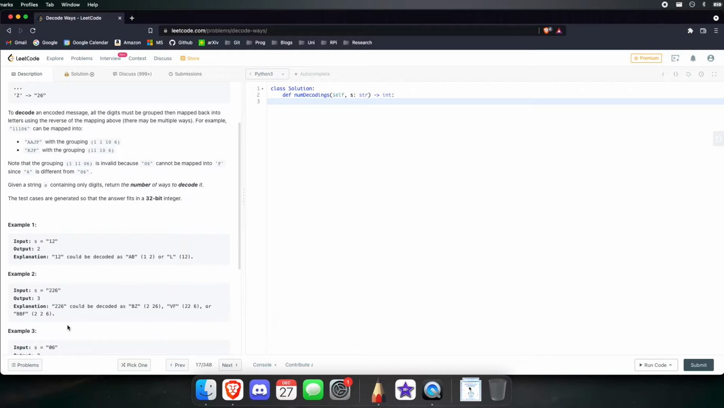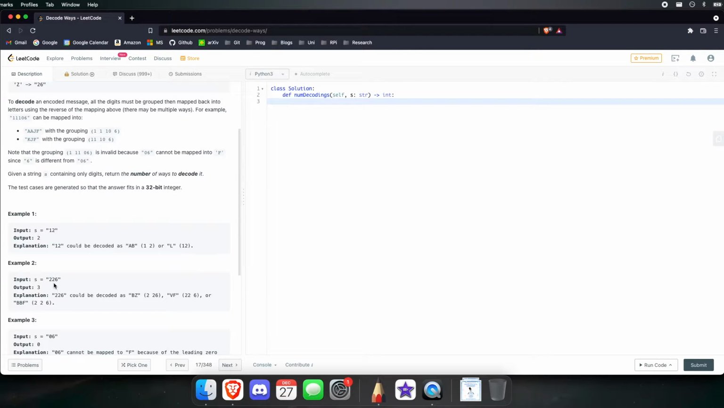This becomes a little bit more apparent in example 2, where we have S is equal to 226, and the output is 3. That's because 226 can be decoded as 2 and 26, which is BZ, or 22 and 6, which is VF, or 2, 2, 6, BBF.